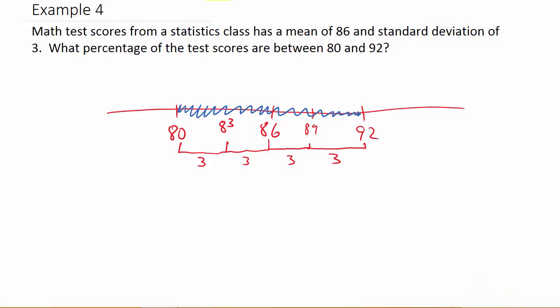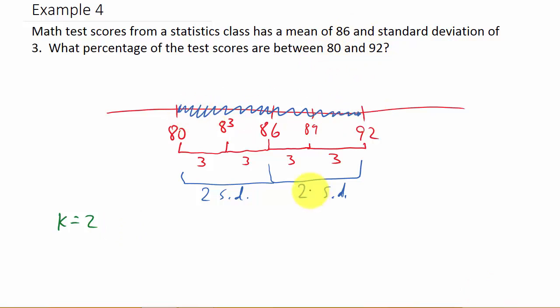So, look at this. I'm 2 standard deviations above the mean and 2 standard deviations below the mean. See? 1 standard deviation, 2 standard deviations. So from this, I can see that K is equal to 2. That's 2 standard deviations about the mean. That's what the problem's asking, between 80 and 92.